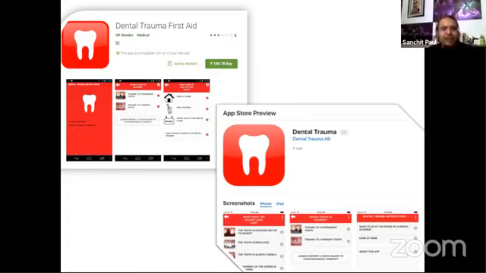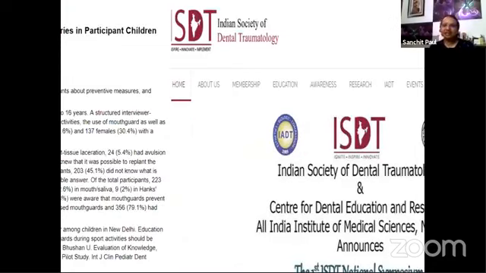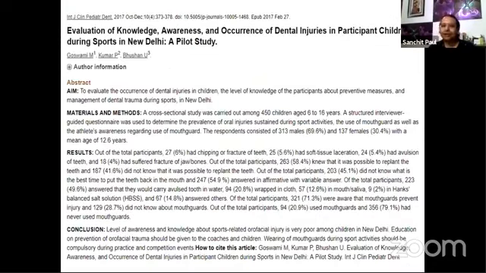Now, there are tools and applications available in the form of Dental Trauma First Aid, SOS and others. One can go to the Google Play Store and find them. We would also want to encourage from this platform that we now have our own Indian Society of Dental Traumatology, which is formulated from CDER, AIIMS, New Delhi. Each one of us, no matter which specialty or general practitioner, should be part of this, because it's a matter of time before we get a trauma in our clinic, and if we are not well equipped, we might not be able to do good service to the patient.